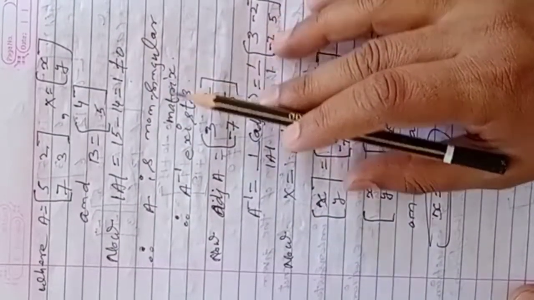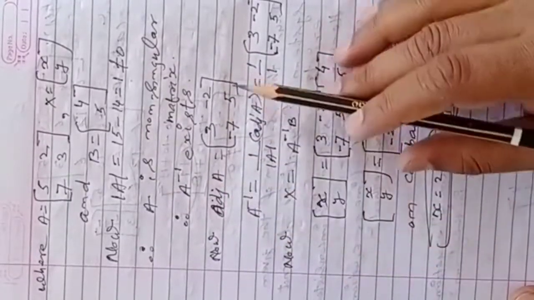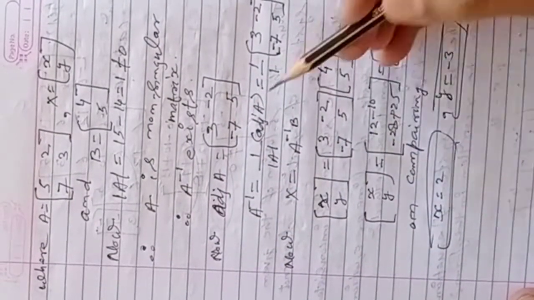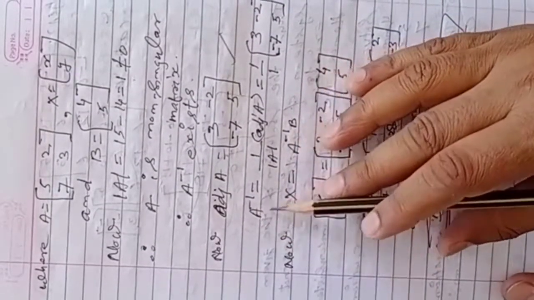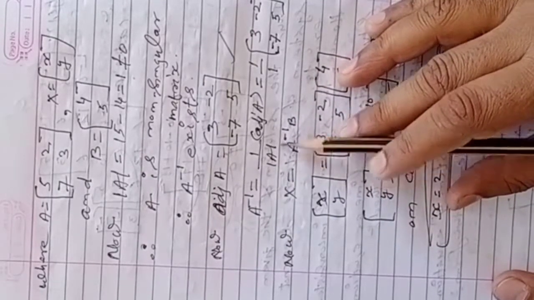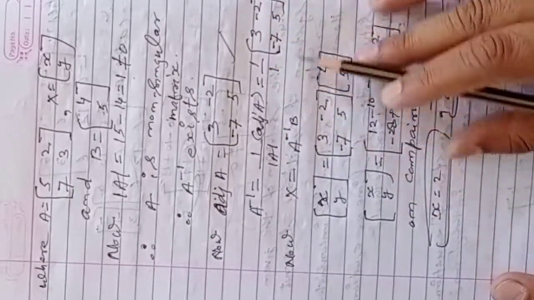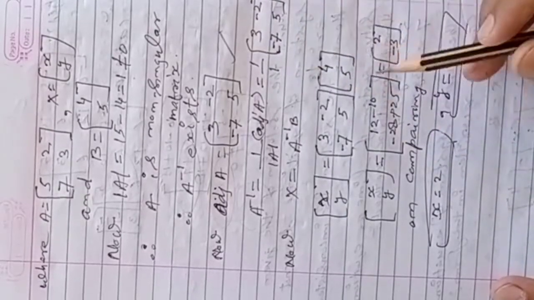Therefore it is a non-singular matrix and its A inverse exists. So we will find adj A. After finding its cofactors, the adjoint will come, and then we will find A inverse. The formula of A inverse is 1 upon determinant of A into adj A. So it is coming [3 -2; -7 5].